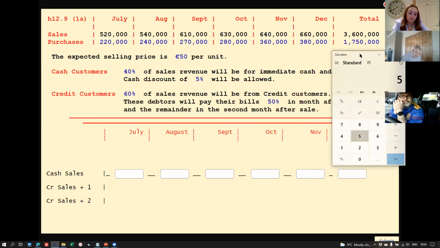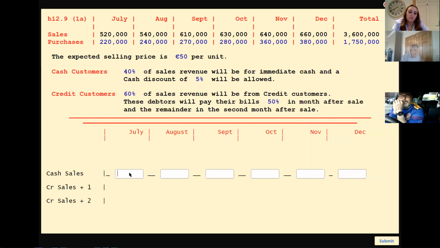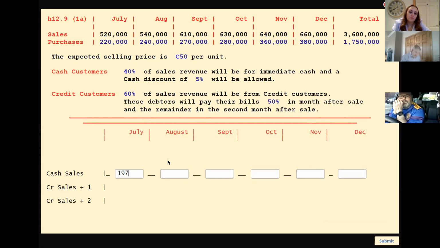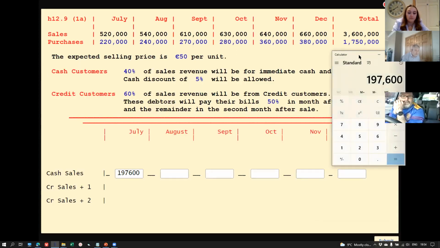So I'm going to put in 520, not. So that's going to be 197,600. Oops, that's where it is, sorry. 197,600. Let me just click this in. The next number is 540, so 540 gives 205,200. I'm checking again just to be sure: 520 gives 197,600, and 540 gives 205,200.